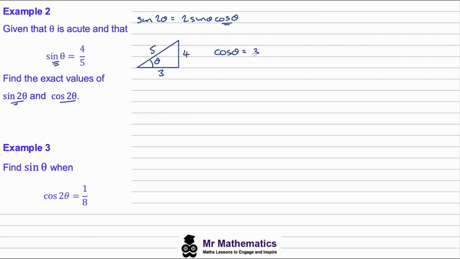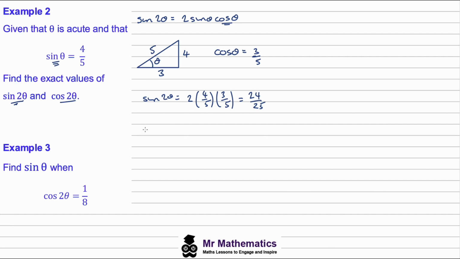So now we can work out cos theta as the adjacent divided by the hypotenuse. So we have cos theta, we have sin theta, we can substitute each of them into here. So we'll have sin 2 theta will be 2 lots of 4/5 multiplied by 3/5. So we'll have 2 times the 12 over the 25. And that'll be sin 2 theta.